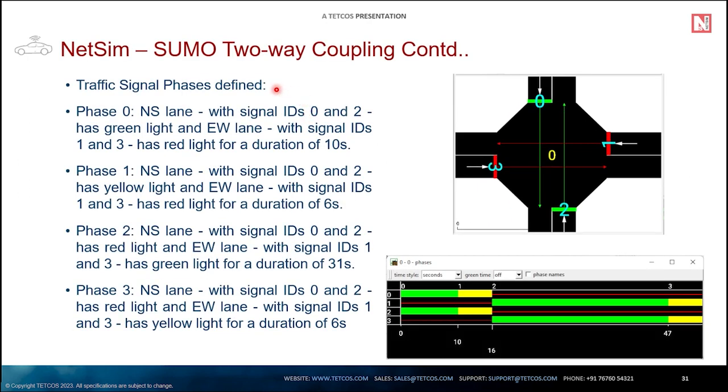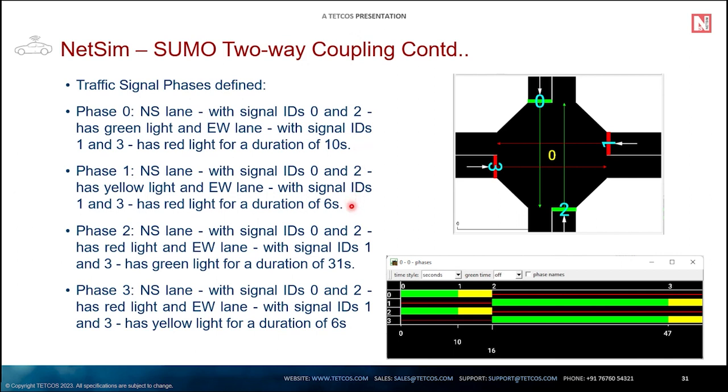There are 4 traffic light signals and 4 phases defined to determine the color of the light at each signal. In phase 0, a north-south lane with signal IDs 0 and 1 has green light and east-west lane with signal IDs 1 and 3 has red light for a duration of 10 seconds.